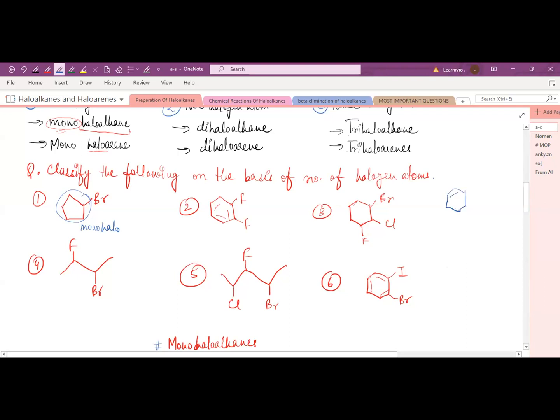Aromatic means double bond, then single bond, then double bond, then single bond. Alternate double and single bond. But this is a cyclic structure, right? Yes, this is a cyclic structure. So this is included in the alkane, hydrocarbon. So this is a monohaloalkane, not arene. Then dihaloarene, very good. Dihaloarene, it's arene.